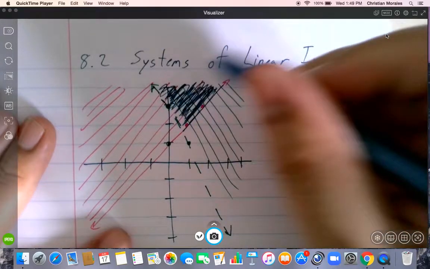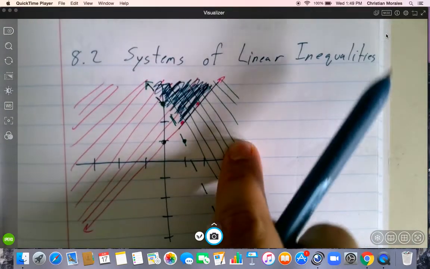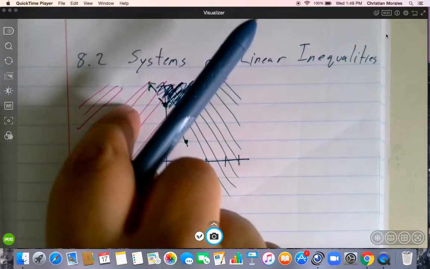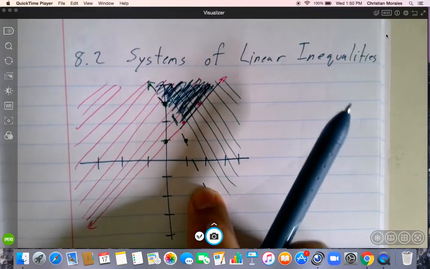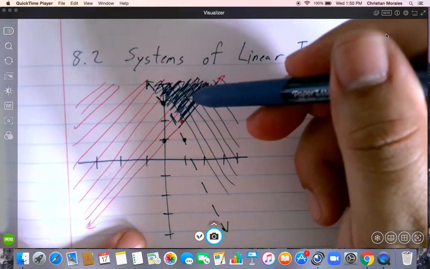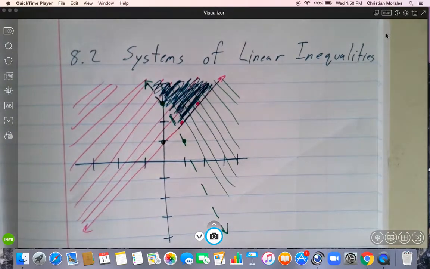When it has to be a system, one spot is not enough. This is not where your answers are. This is not where your answers are, because these are for the lines separately. There's no answers at all here. This is where your answers are the same. So that's what I want it to look like.